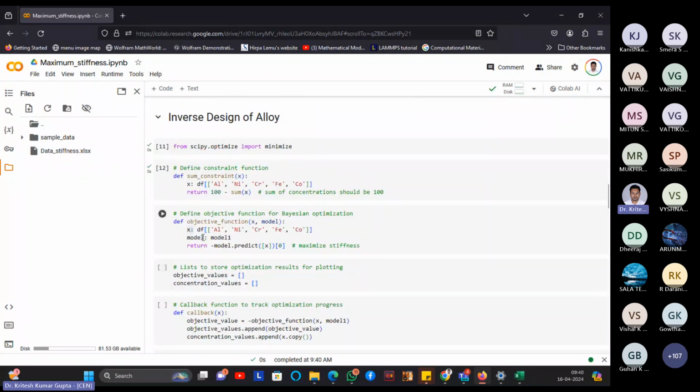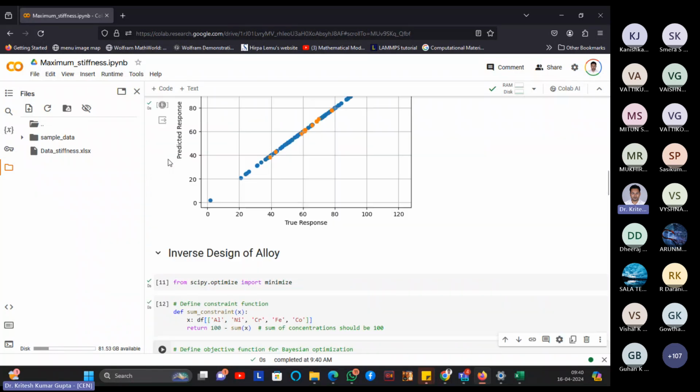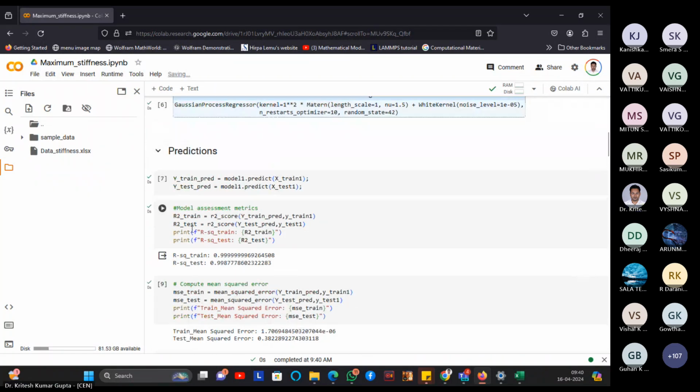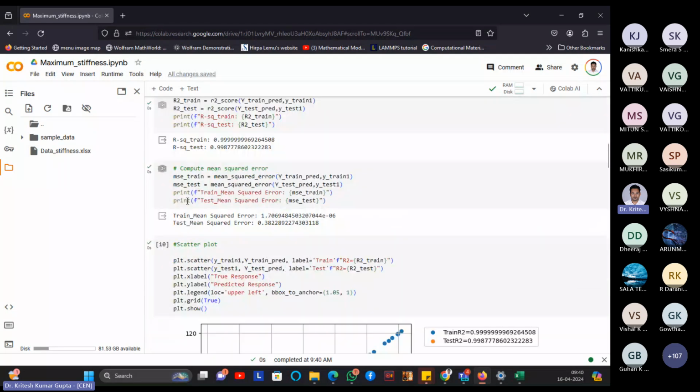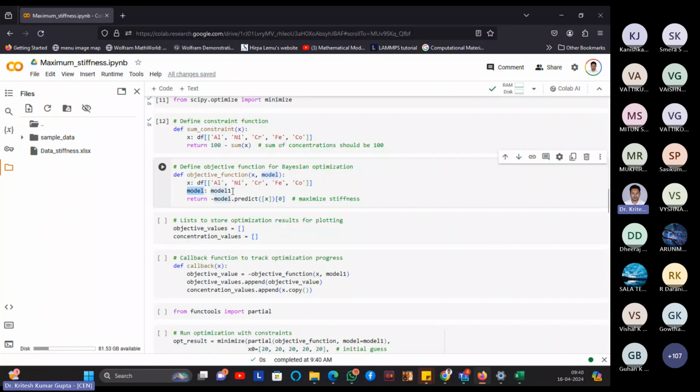Okay, and I want to use the constructed model, which is model 1. The name of the model was model 1, so I'm going to use the same model over here. Okay, negation of model.predict. So negation tells that I want to maximize stiffness. Whenever you want to maximize the response, this negation will come. When you want to minimize the response, you can remove this negation.